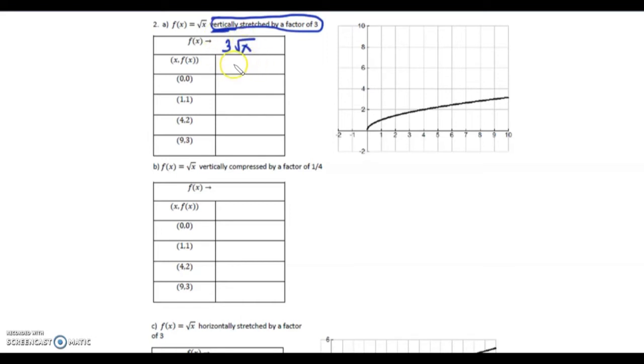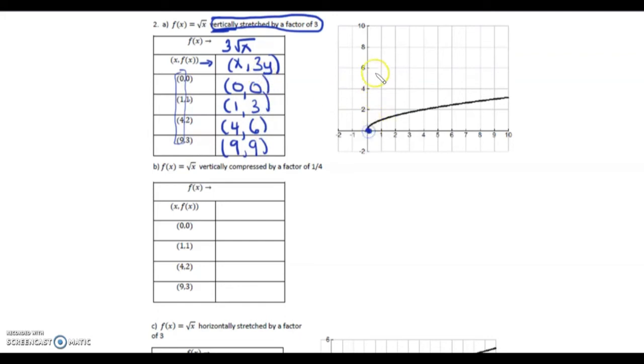It affects the y. So for the mapping notation, the x's stay as they are, and we're going to multiply every single y term by 3. So again, write all the x's as they are, and every single y coordinate, we're going to multiply these by 3. So 0, 3, 6, 9. Okay, and we're going to graph that.